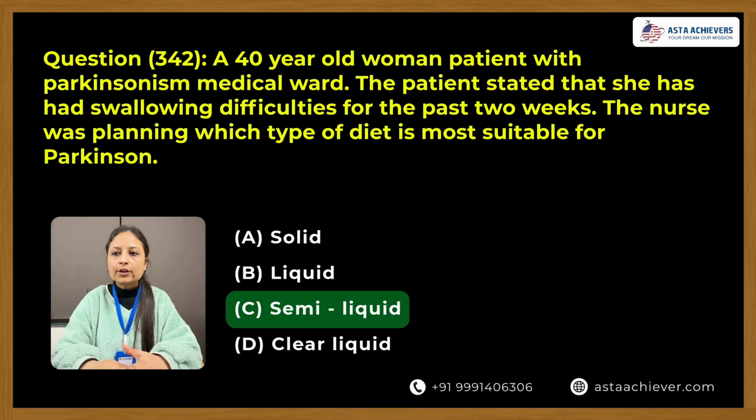Question number 342. A 40-year-old woman patient with Parkinson disease stated that she has been experiencing swallowing difficulty for the past 2 weeks. So the nurse was planning which type of diet is more suitable for a Parkinson patient. So option A, solid, option B, liquid, option C, semi-liquid, and option D, clear liquid. So option C, semi-liquid is the correct answer.